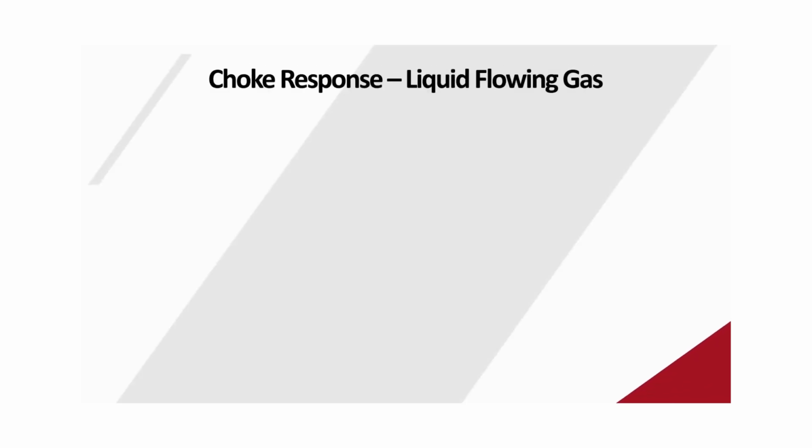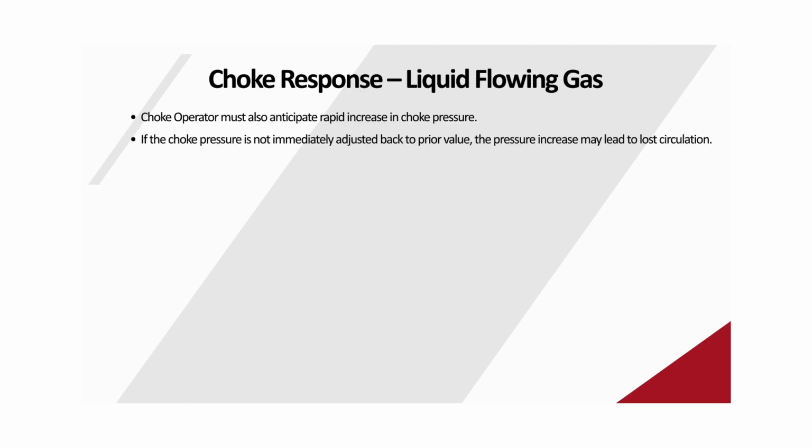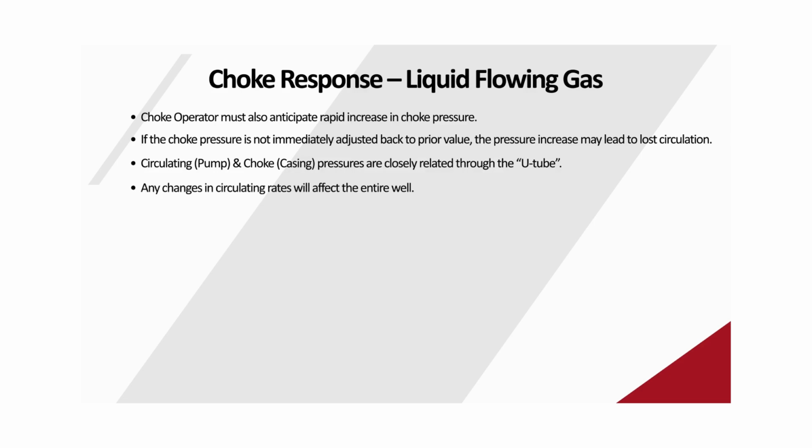Choke response, liquid flowing gas. The choke operator must also anticipate a rapid increase in choke pressure. If the choke pressure is not immediately adjusted back to its prior value, the pressure increase may lead to lost circulation. Circulating, pump, and choke, casing, pressures are closely related through the U-tube. Any changes in circulating rates will affect the entire well.